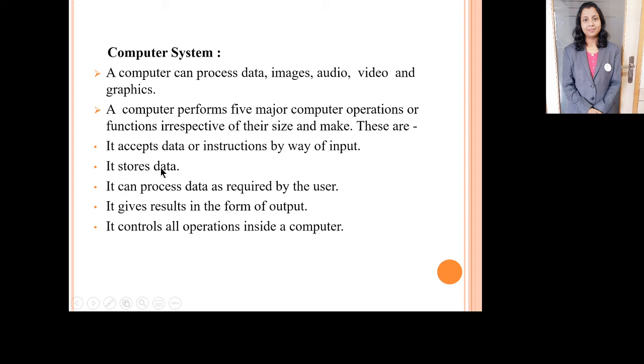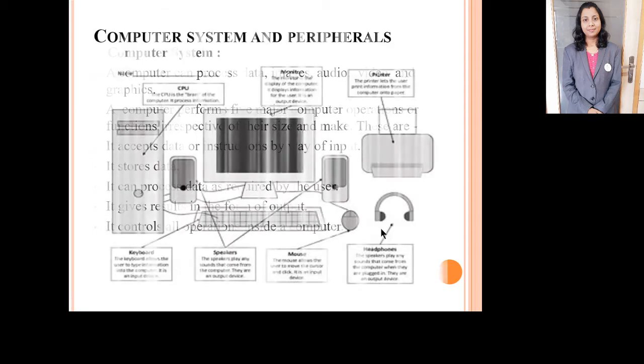After that it stores that data. After that it processes the data as required by the user. Then it gives the result in the form of output, and also it controls all the operations inside a computer. Now who is going to control all these operations? The CPU, central processing unit. You will be studying it later.